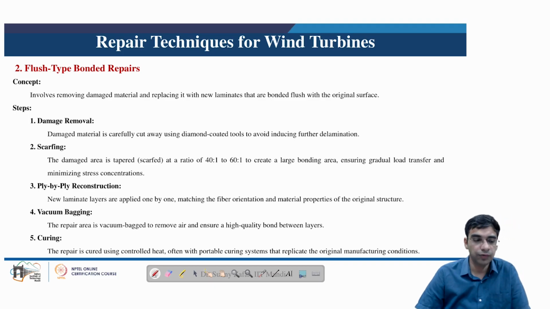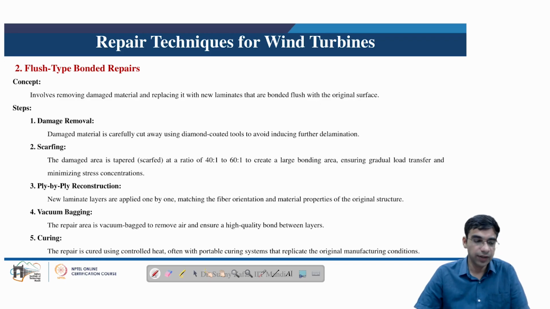Second is the use of flush type bonded repairs. Flush type bonded repairs are conceptualized on removing damaged material and replacing it with new laminates that are bonded flush with the original surface. Various steps in installing flush type bonded repairs include damage removal, where damaged material is first carefully removed using a diamond coated tool to avoid further delamination.